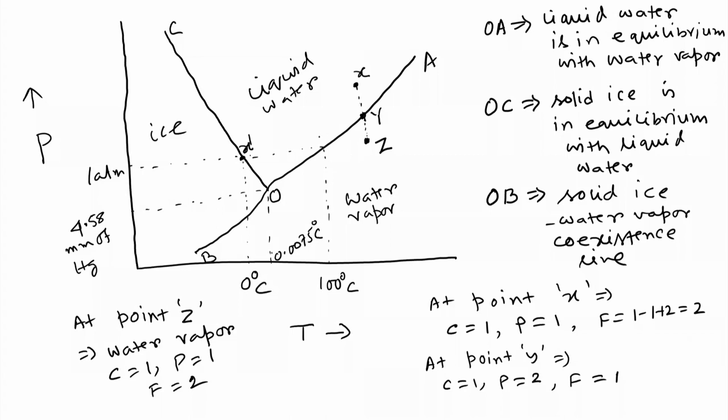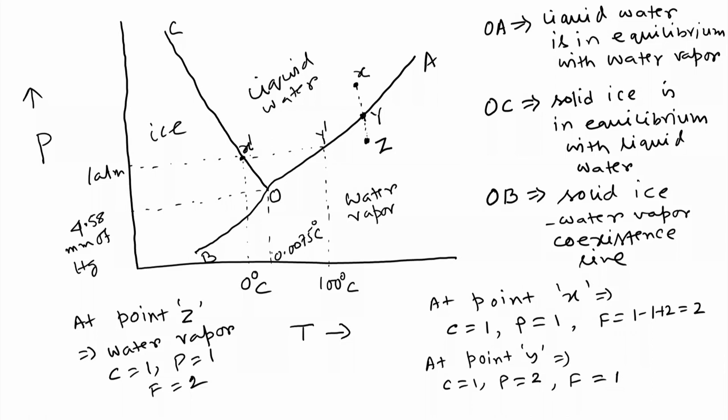Similarly, the point Y prime, okay, so Y prime again falls on the OA line, and at Y prime the temperature is 100 degrees Celsius. So it represents the boiling point of water. Okay.